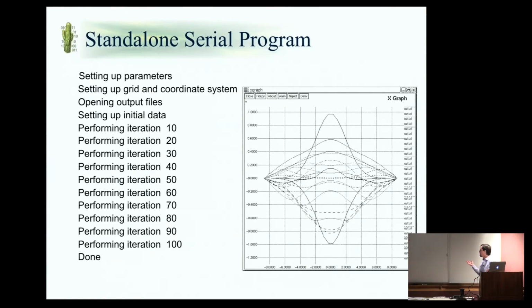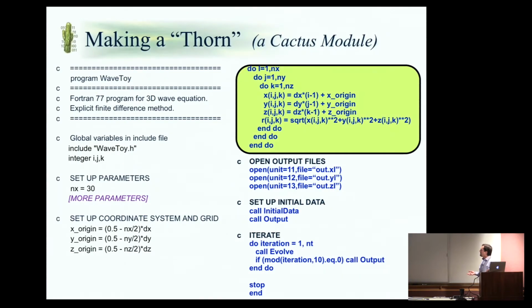All right, so that's fine. That's your standalone serial program. So now we want to put this into Cactus. So we really want to focus on just the part of the code that applies that little stencil operator to each of the points.